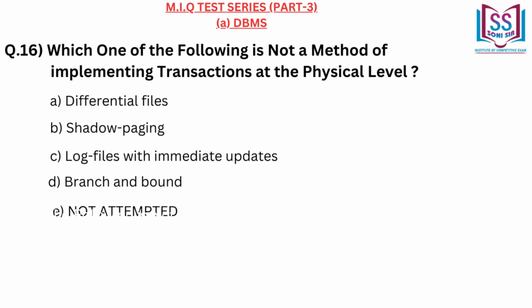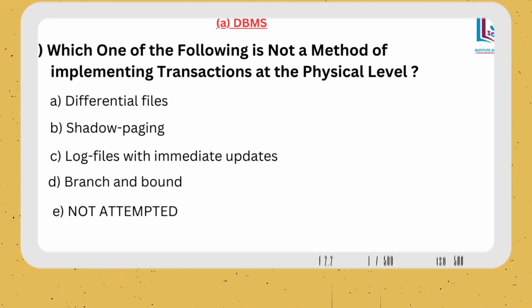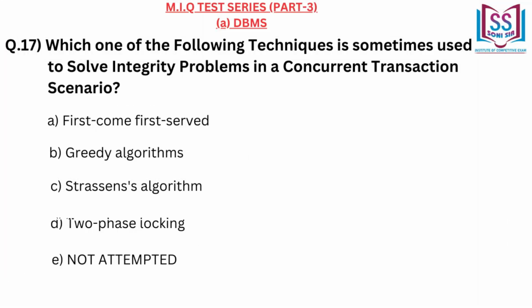Which one of the following is not a method of implementing transactions at the physical level? A. Differential files. B. Shadow paging. C. Log files with immediate updates. D. Branch and bound.